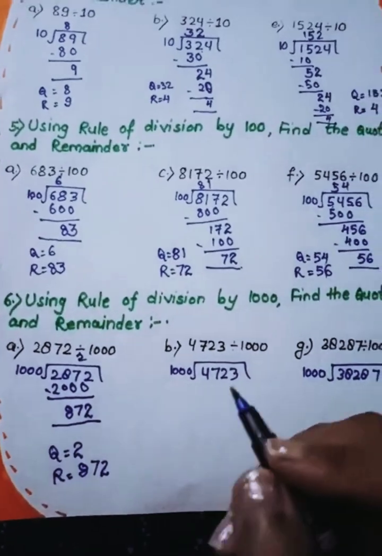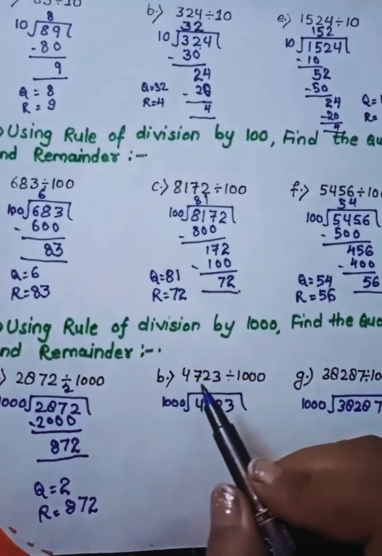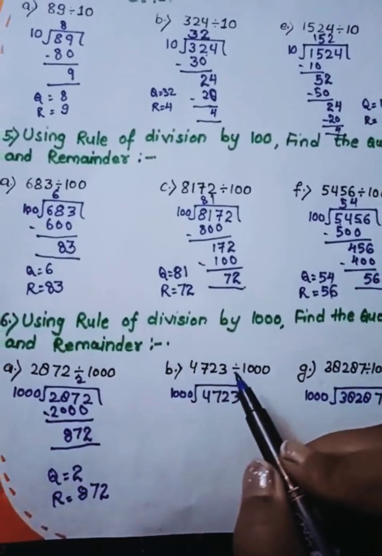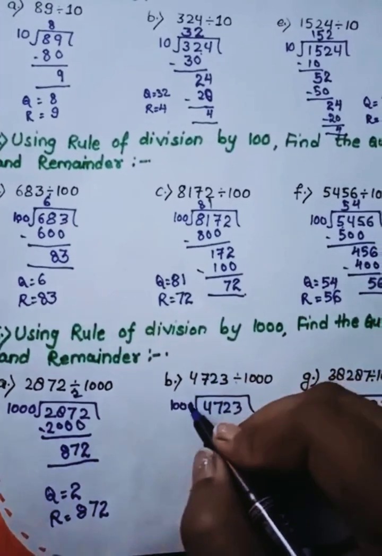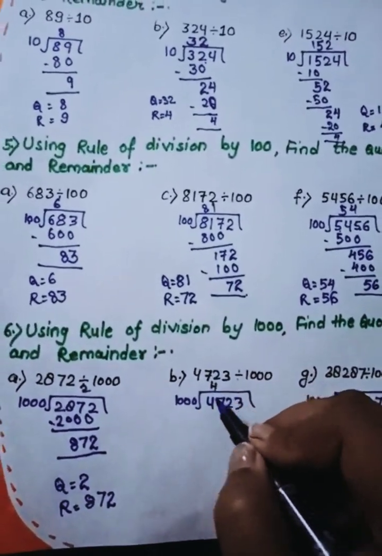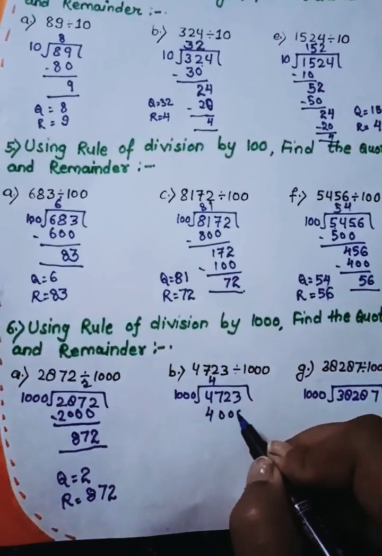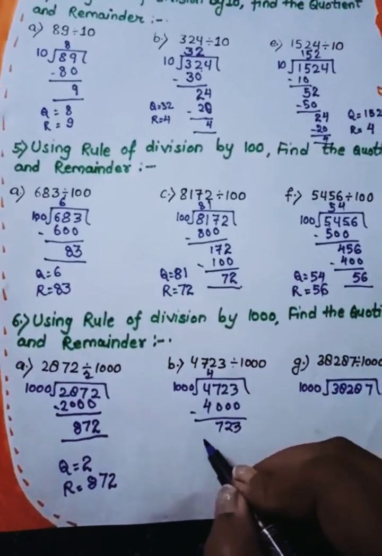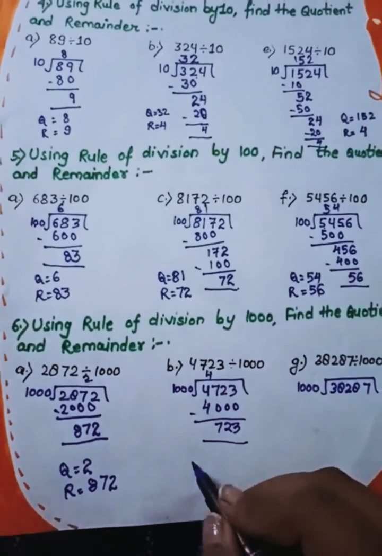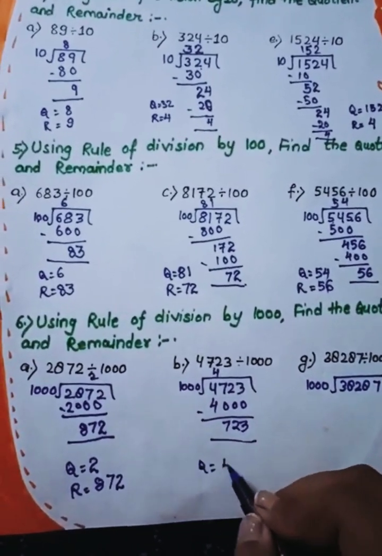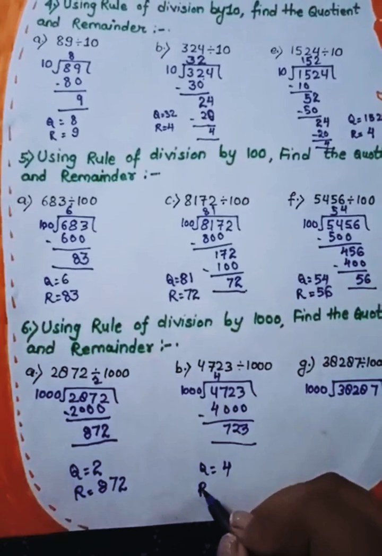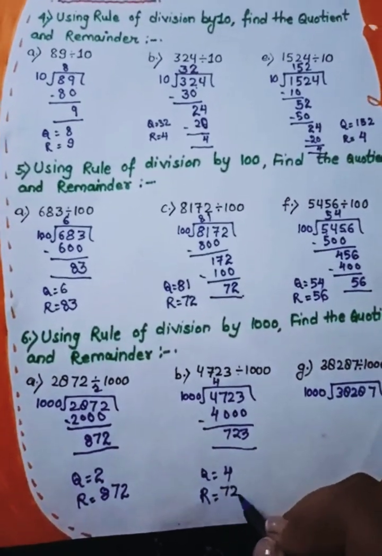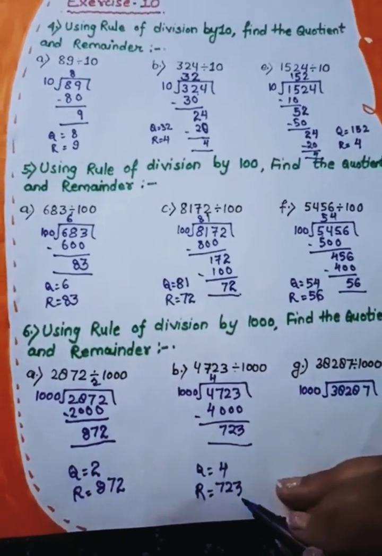Okay, now moving on to B part, 4723. Again 1000 4s will become 4000. Subtract it, then 723. Now this is quotient and this is remainder. So let us write it down. Q is equal to 4 and R is equal to 723.